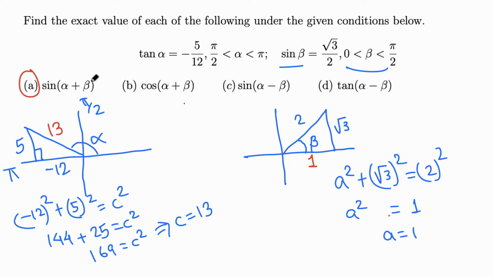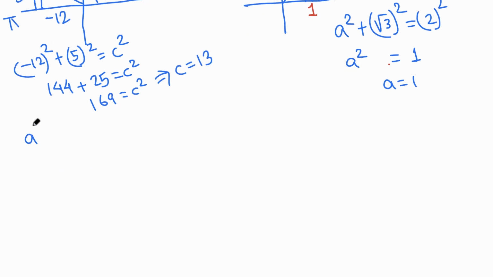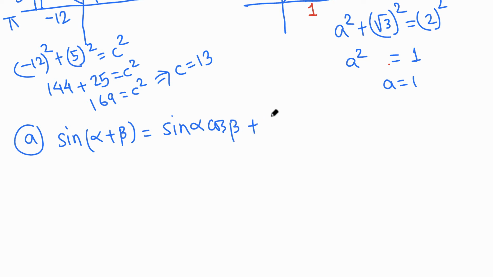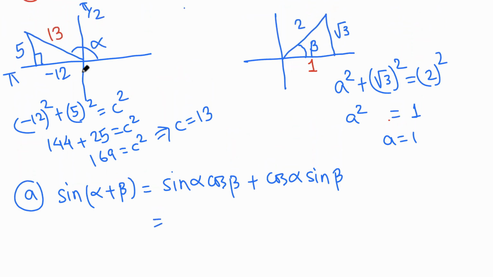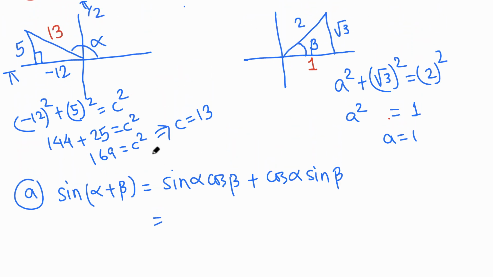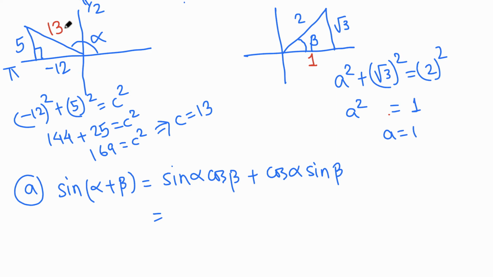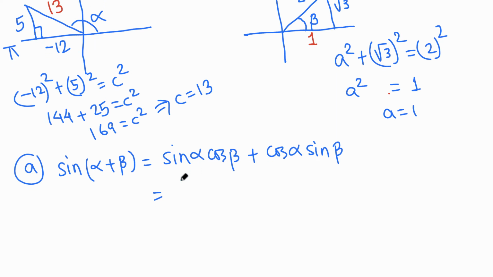In part A, we have sine of alpha plus beta, which by the formula for the sine of a sum is sine alpha cosine beta plus cosine alpha sine beta. Review your formula. This is not simply sine alpha plus sine beta. That's not the case. Now sine alpha: alpha means this triangle. Sine is opposite over hypotenuse, so 5/13.